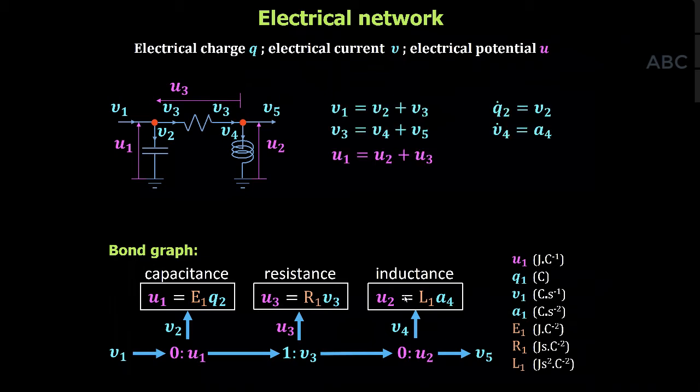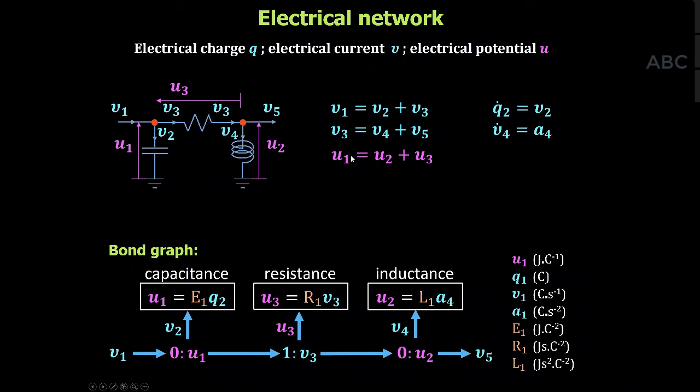So now the equations that drop out automatically: from here we know V1 equals V2 plus V3. From here we know that V3 equals V4 plus V5. And from here we know that U1 equals U2 plus U3. So those are the conservation equations dropping out immediately from the bond graph formulation.